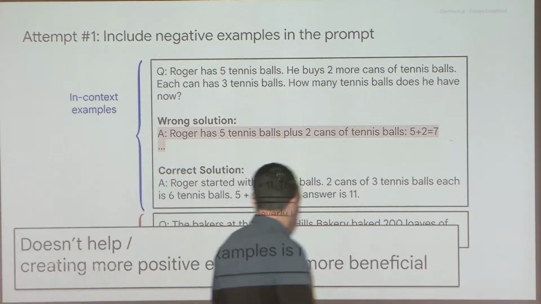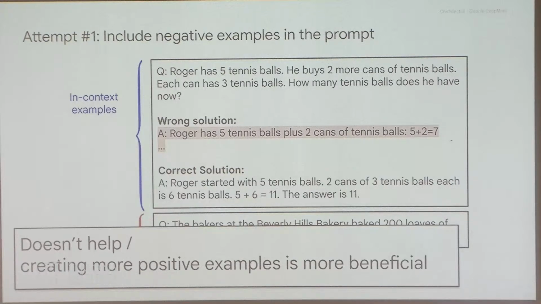It turned out that this either doesn't work, or that the effort in manually creating the negative examples could be better used by manually creating more positive examples. So eventually, this approach didn't make the results overall better.